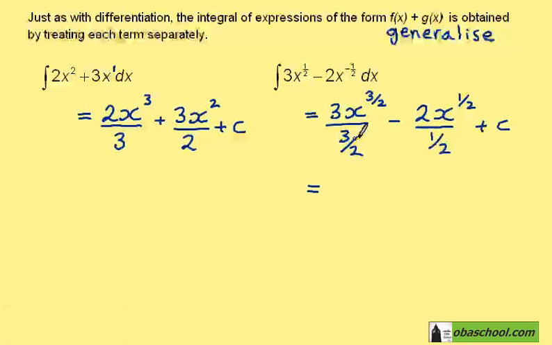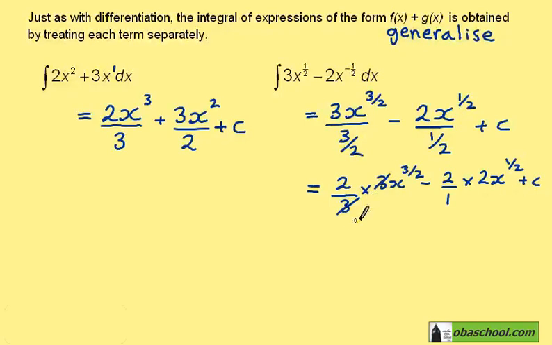We're now dividing by a fraction, so we turn the fraction upside down and multiply. So it becomes 2/3 times the 3x to the 3 over 2, and the same here. It will become 2 over 1 times the 2x to the half, add the constant.